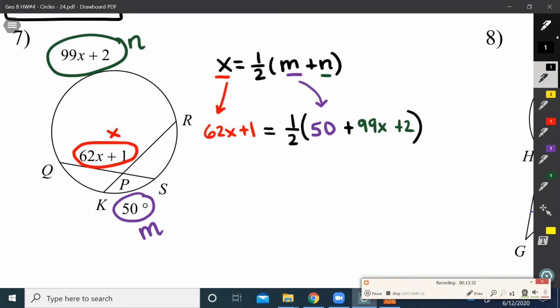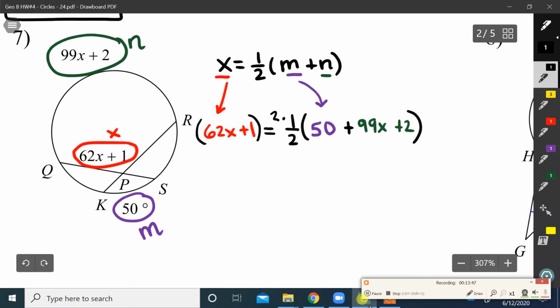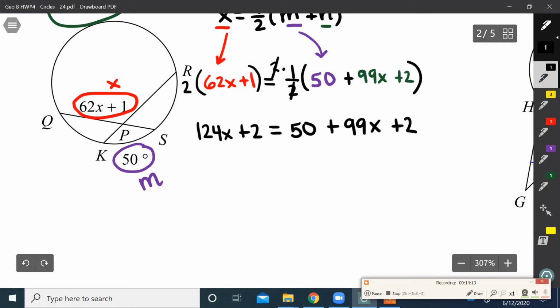Here's what I'm going to do. I don't like working with fractions, I really don't. So I'm going to multiply both sides by 2. We have to be careful when I do that, because when I multiply both sides by 2, I have to multiply everything by 2. So this and this will cancel, but now I have to distribute that 2 right there. 2 times 62 is 124x plus 2 is equal to 50 plus 99x plus 2.